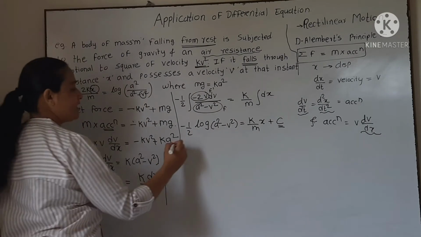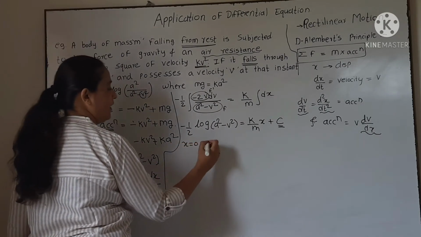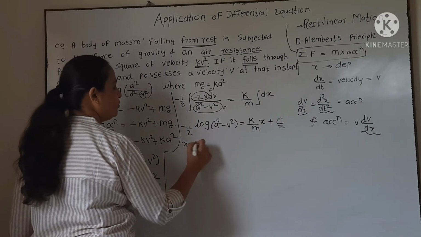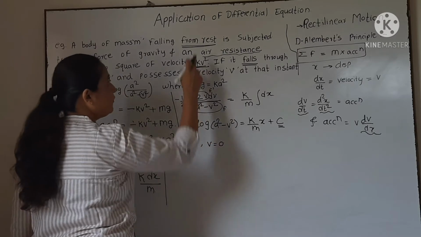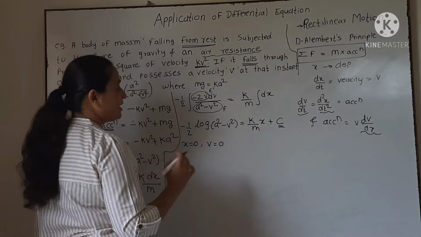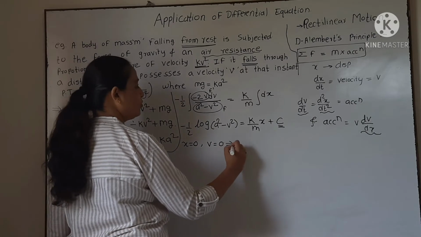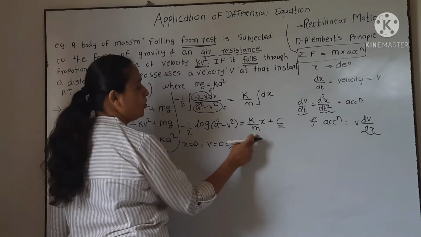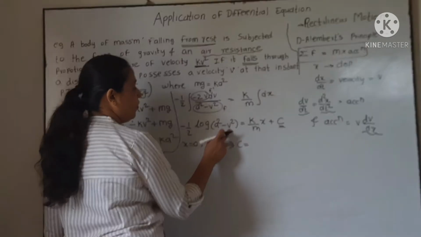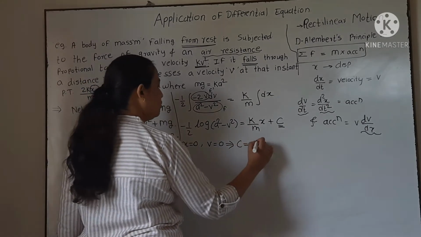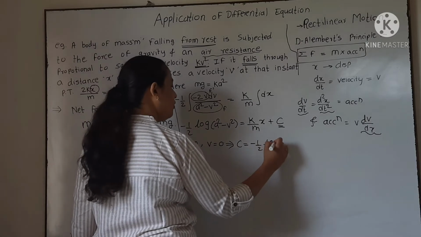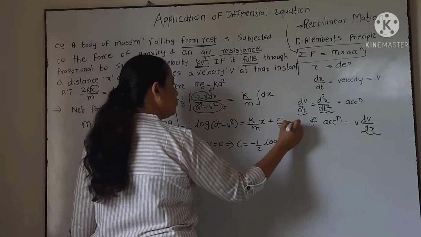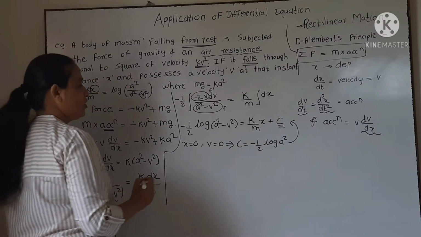Falling from rest. That means initially when x is equal to 0, v is equal to 0. So if we put x equal to 0, v equal to 0, this will give you the value of c. C is equal to 0, so c is equal to minus half log of a square. Substitute this value of c in the above equation.